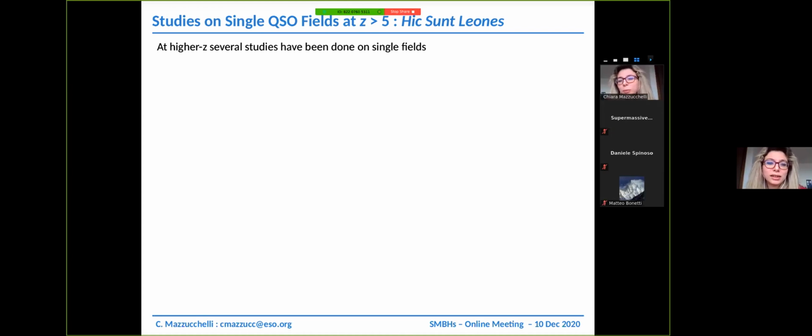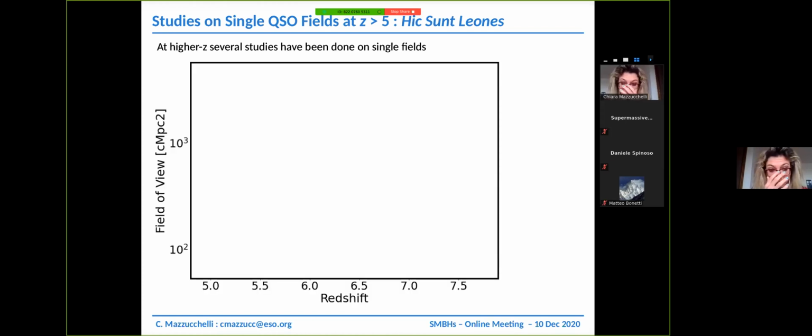But then what happens when we approach the epoch of reionization? In this case, things get a bit more complicated and unclear, I would say. Indeed, at even higher redshift, there have been several studies so far, but mainly focused on single fields. In order to represent them in a more graphic way, I show you here the field of view that the studies have considered and the redshift.